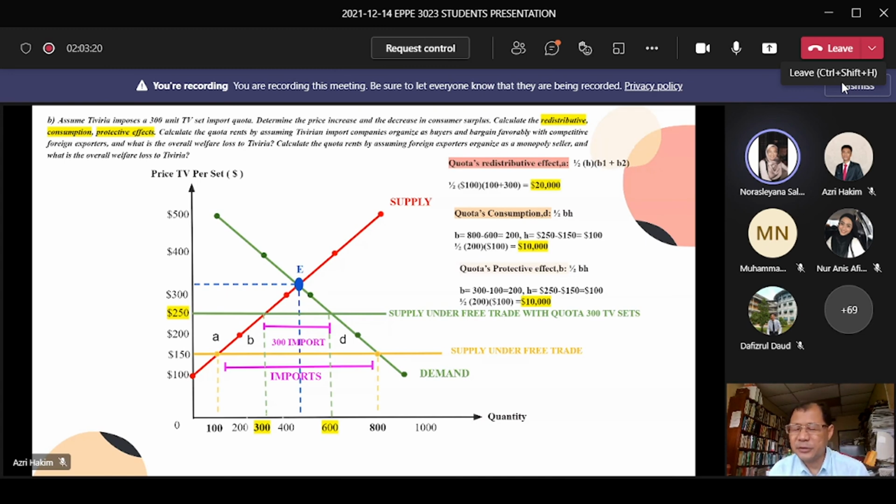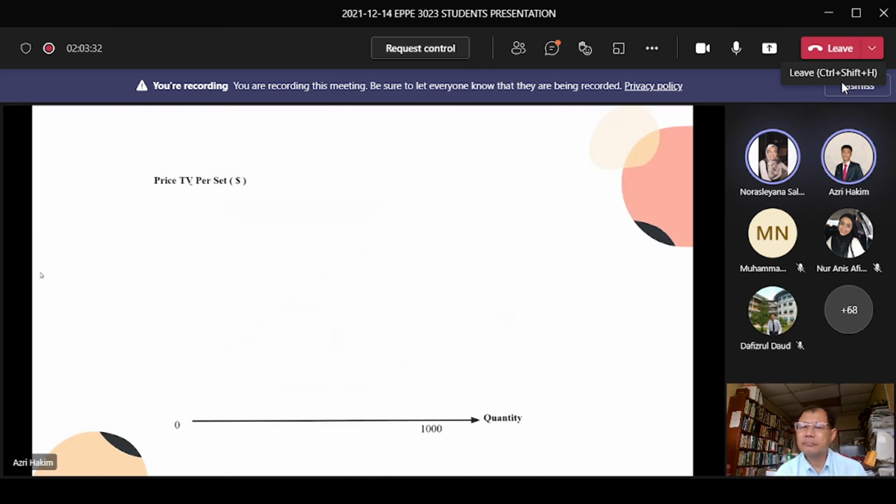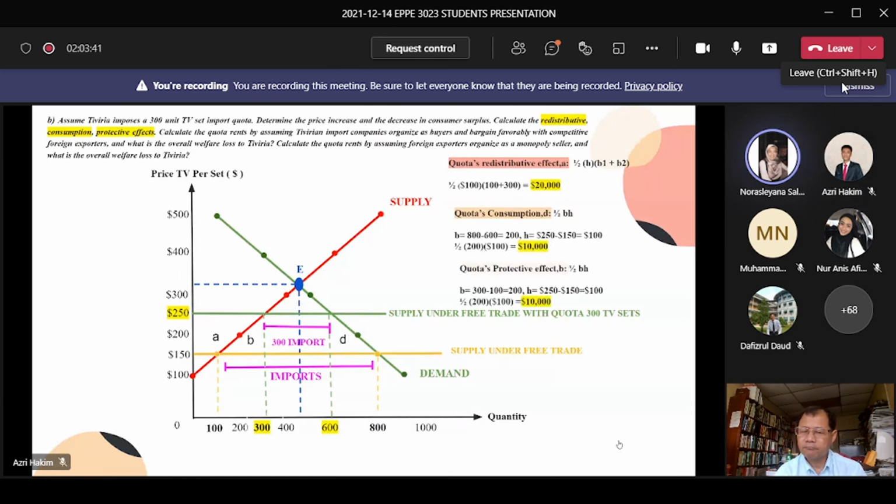You have to say which one is the protective effect. Azri, what letter? So area A is actually the redistributive effect, area D is actually the quota consumption, and area B is actually the protective effect. Okay, Azri, next slide.